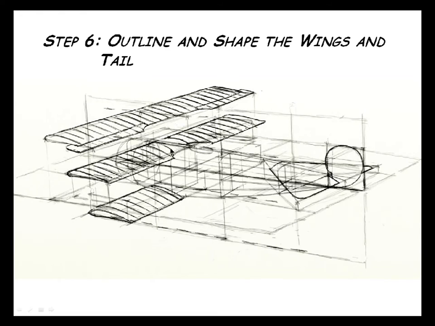I do basically the same thing for the wings. My scaffold shows me where the wings go, so I outline those. I shape them by drawing the wing ribs, and then of course I have to add some of the other details to the wings to get those looking right.